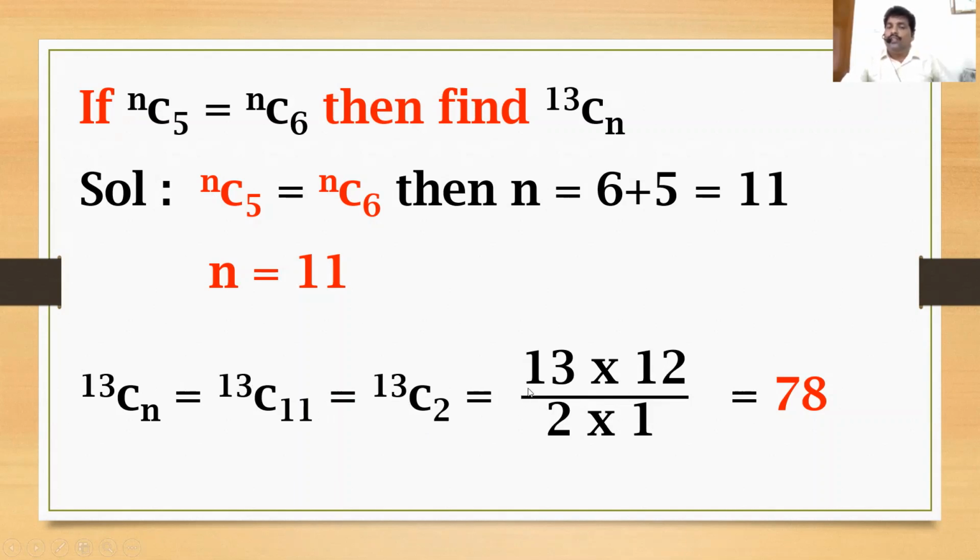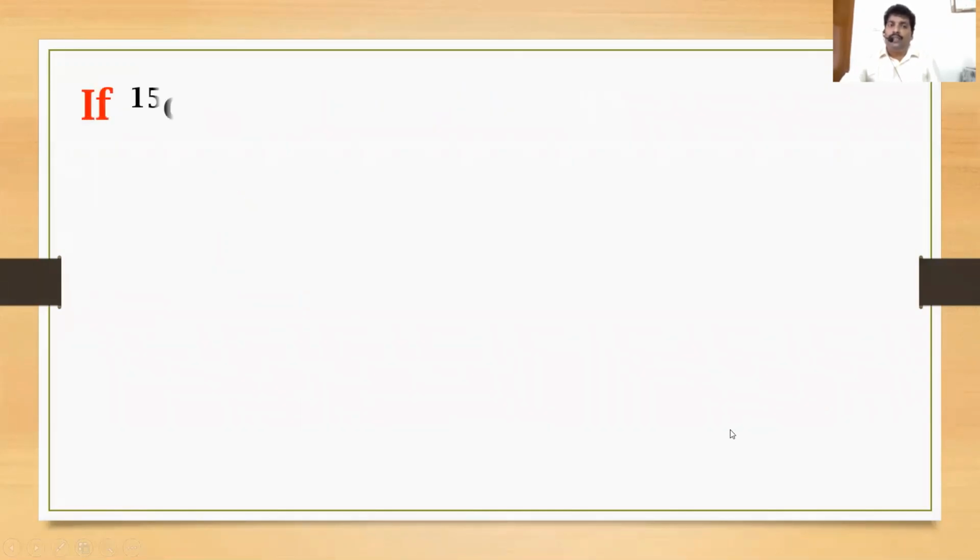So 13C2 value is 13 into 12 by 2 into 1. So 2 terms in decreasing order, denominator 2 factorial, 2 into 1. If you simplify this, you'll get 78. We'll see one more question based on this.